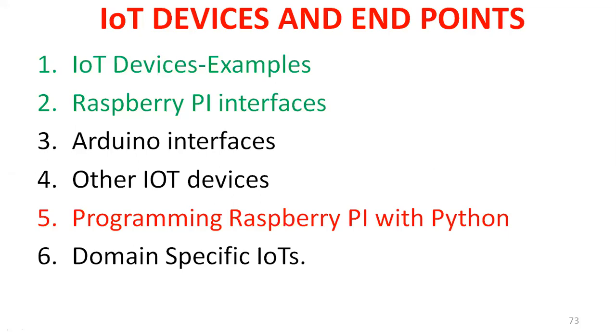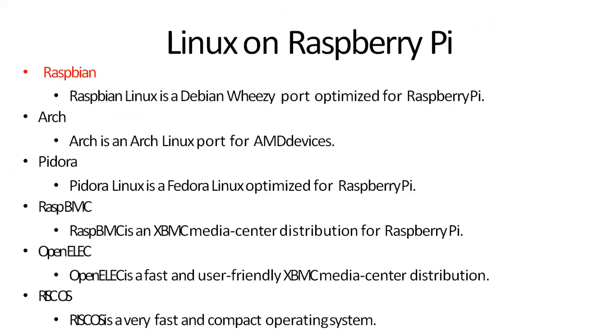That is a simple representation, and then you have different Linux distributions on the Raspberry Pi. Raspbian is one type of Linux. That means you are using that kind of Linux. Not only that, there are other options available here, such as Arch and Fedora. These are all different Linux distributions on the Raspberry Pi.